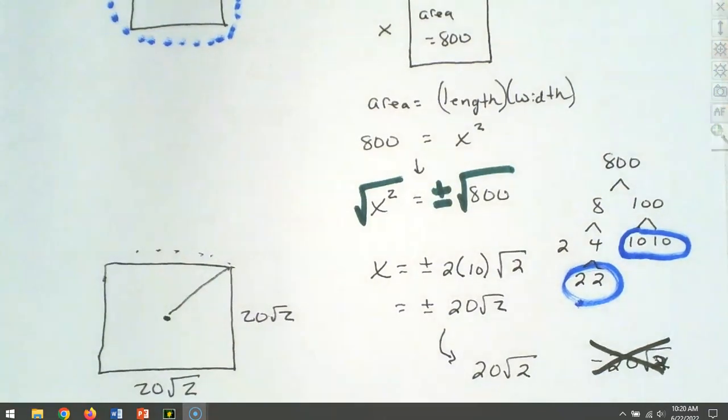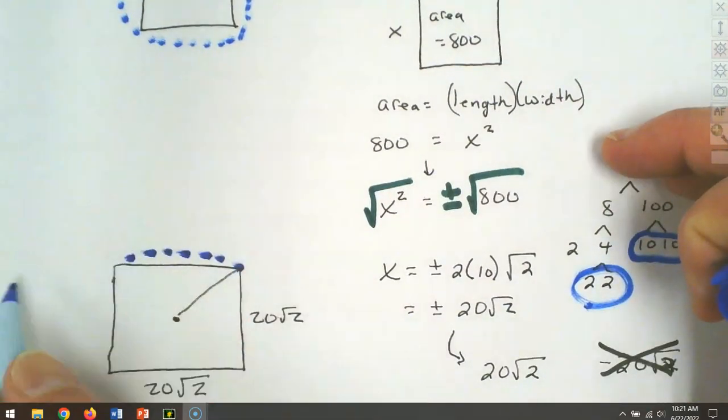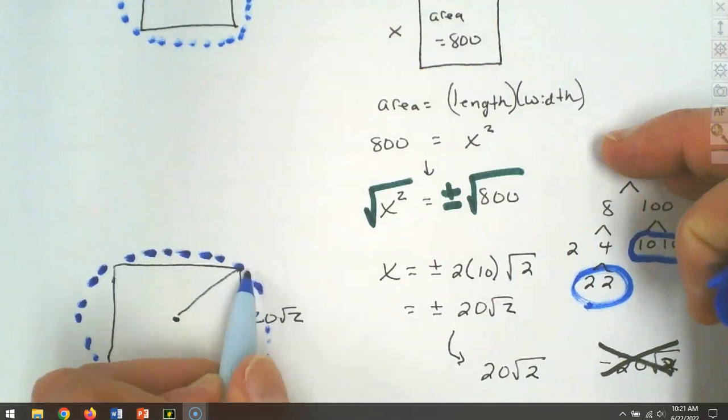And I'll use the blue to represent the water here, but this is going to go around, right? I'm just using blue to represent the water. So it's going to go all the way around and spray the lawn.